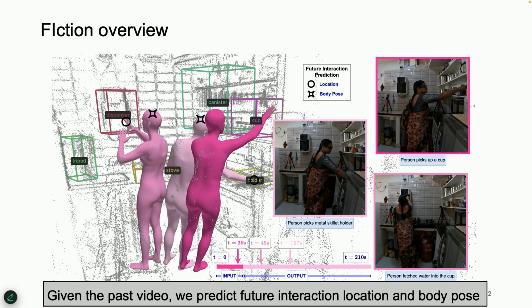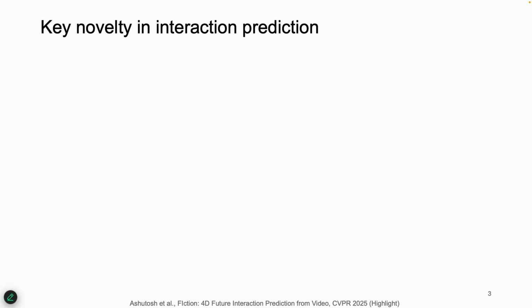So in this work we try to predict future interaction locations and body pose. The input to this model is an observation up to a point in time for 30 seconds, and we predict future interaction locations and how the person looks when doing those interactions for the next 3 minutes. This duration is significantly longer than all the other pose prediction methods that are autoregressive and predict every next token.